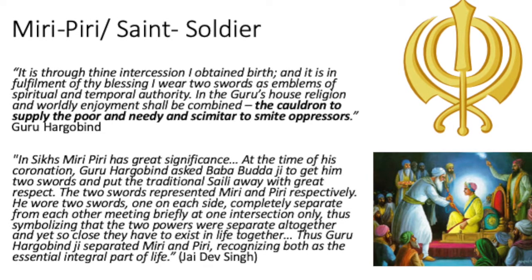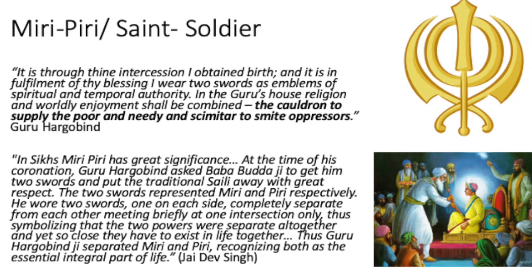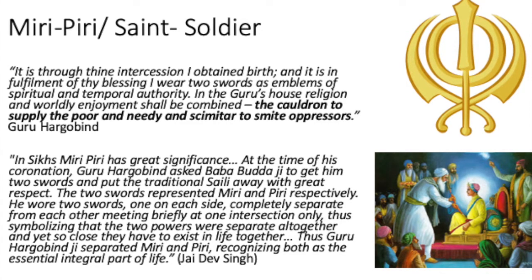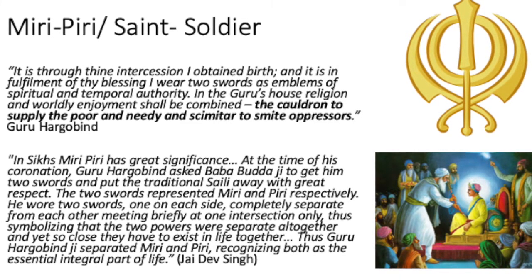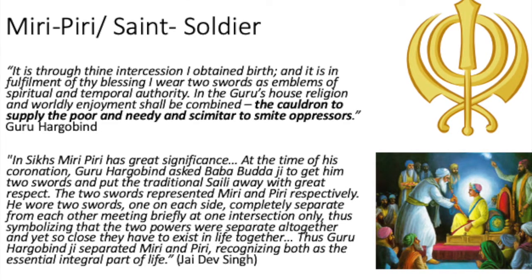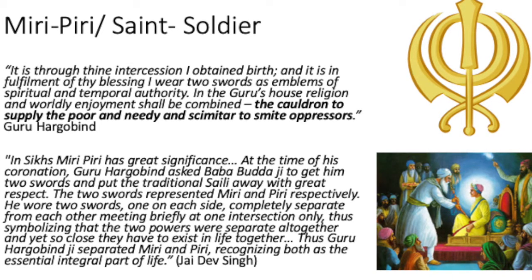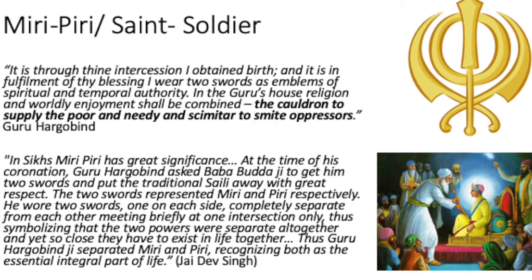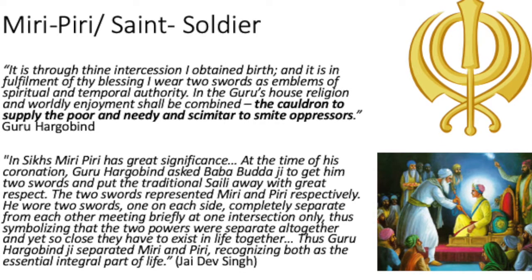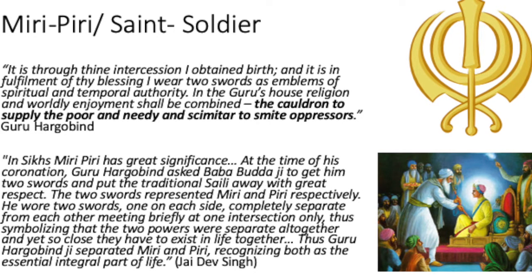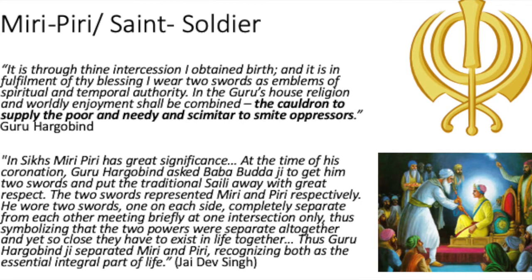Jai Dev Singh said the two swords represented Miri and Piri respectively. He wore two swords, one on each side, completely separate from each other, meeting briefly at one intersection only, thus symbolizing that two powers were separate altogether and yet so close that they have to live in life together. Thus Guru Har Gobind Ji, which is just an honorific, separated Miri and Piri, recognizing both as the essential integral part of life. So a Sikh is supposed to fight for the rights of others, but they've also got to have the spiritual side to themselves as well. So this ideal of Miri Piri is alongside the ideal of being Gurmukh.